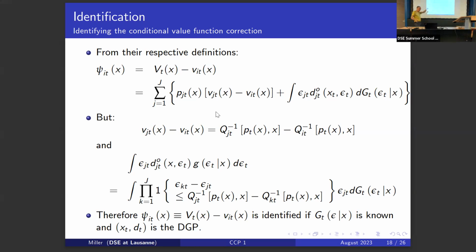Where do we get this stuff from? Notice that we need the G's. We need the conditional choice probabilities. The G's are used to get the Q's back from the inversion theorem, and then the rest is just numeric. Okay, so that's the sense. That is why the psi's are also identified.